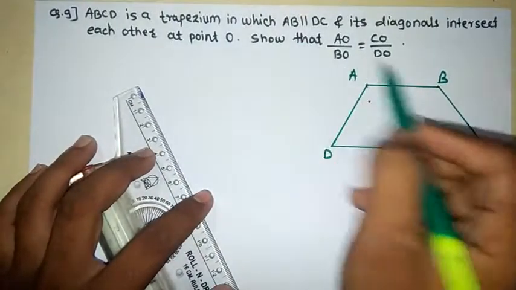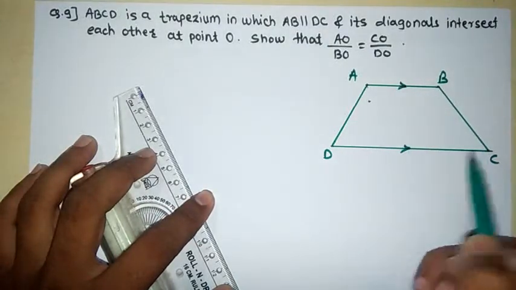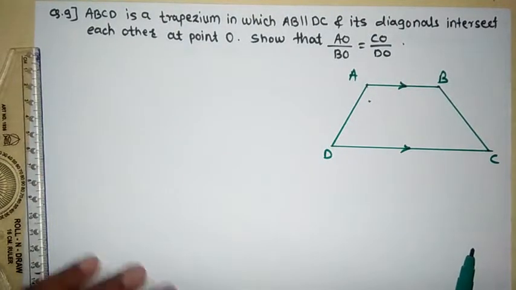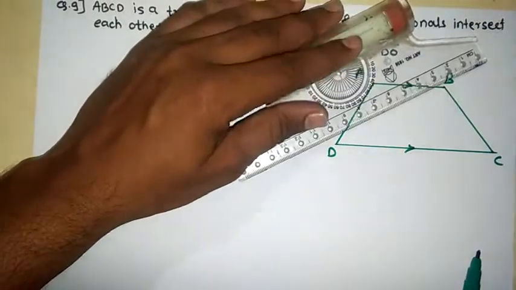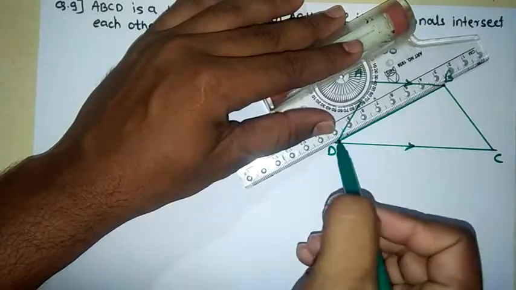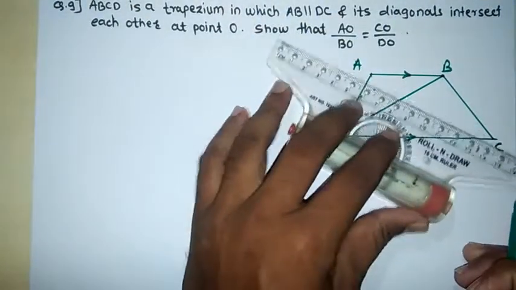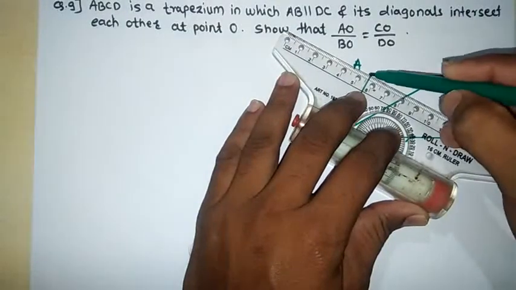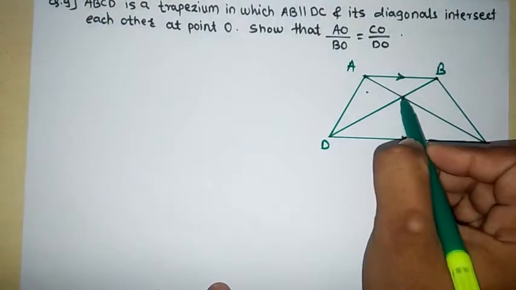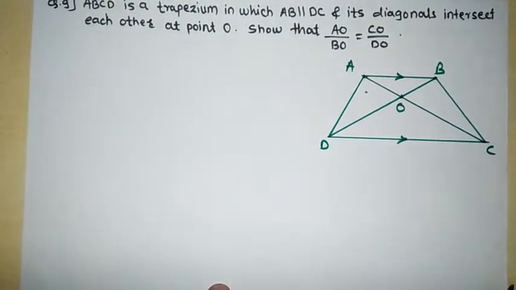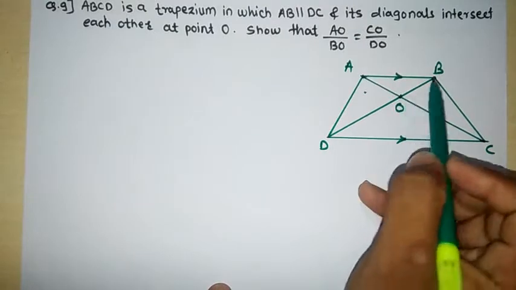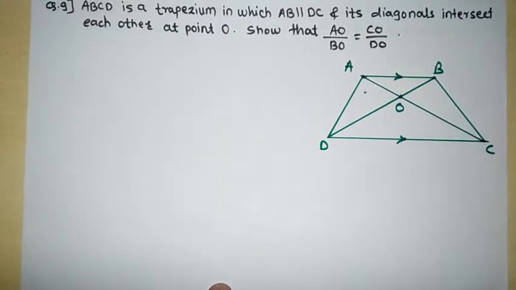ABCD is a trapezium in which AB is parallel to DC, and its diagonals intersect each other at point O. This is one diagonal BD and AC is another diagonal. The diagonals BD and AC intersect at point O. Then what we have to show here? We have to show that AO divided by BO is equal to CO divided by DO.